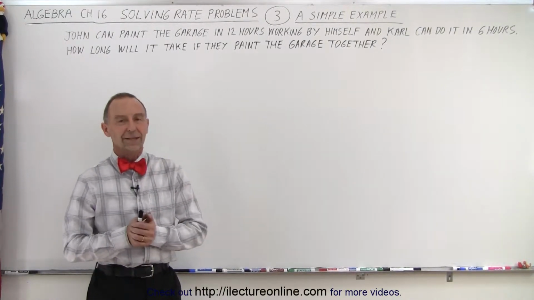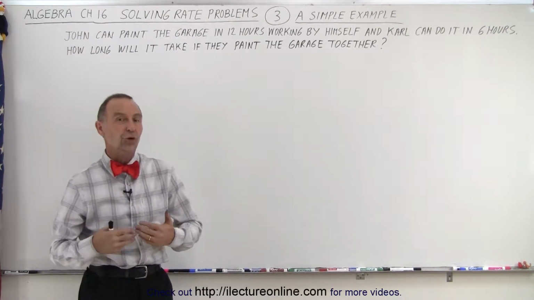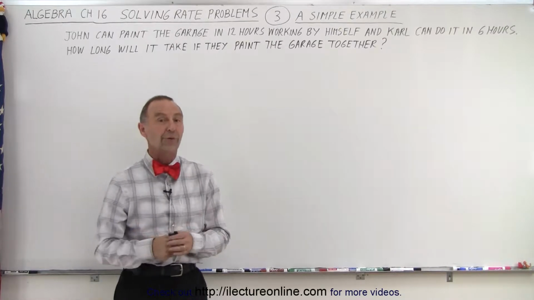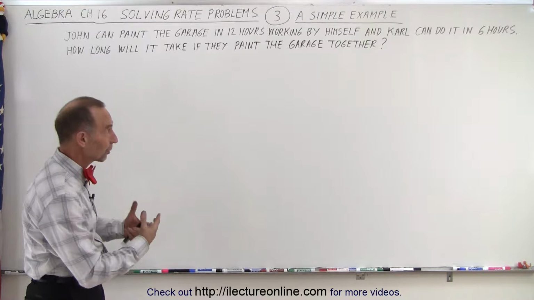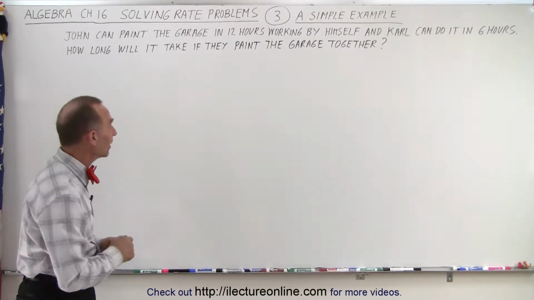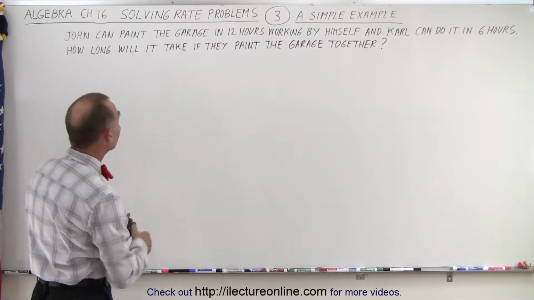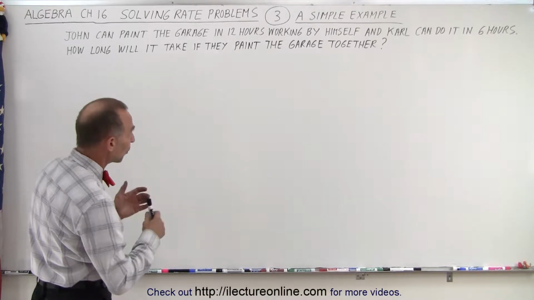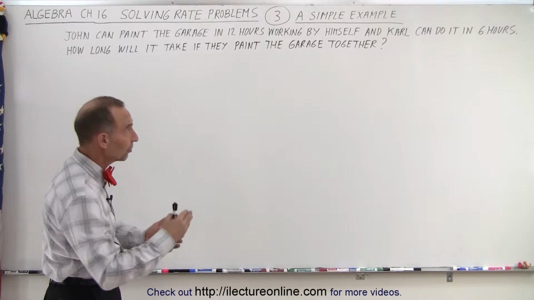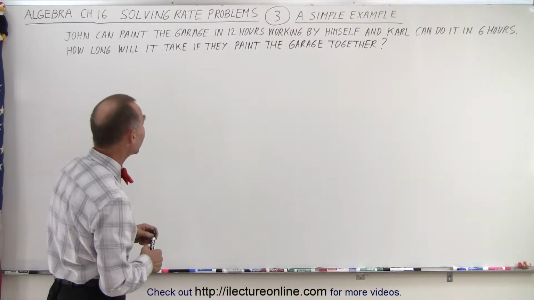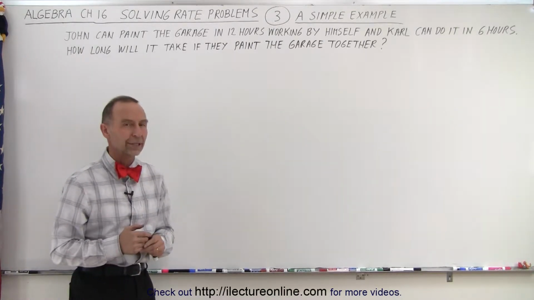Welcome to Algebra Online. Here's a simple example to show you how to apply that straightforward rate equation if both of the contributors, in this case painting a garage, work the same amount of time. So let's say that John can paint a garage in 12 hours working by himself, and Karl can paint a whole garage in 6 hours. How long will it take if they both paint the garage together?